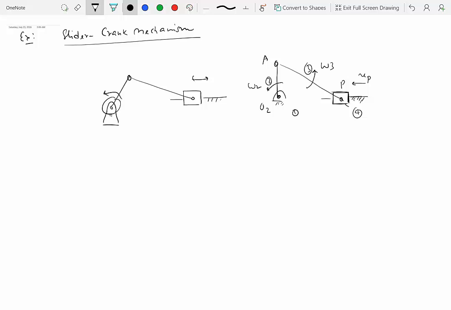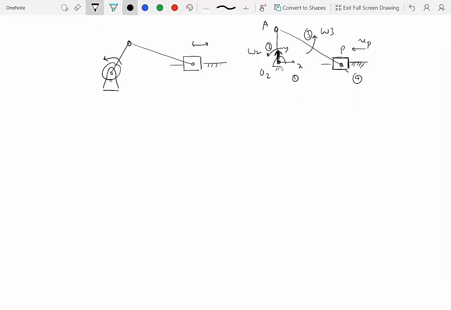So what is the process? The process is to identify the coordinate frame, the translating frame. Let's show it. Okay, so that's my X and this is my Y, right? So Y is pointing in the same direction as O2A because O2A is vertical. Identify the common points. So what are the common points?